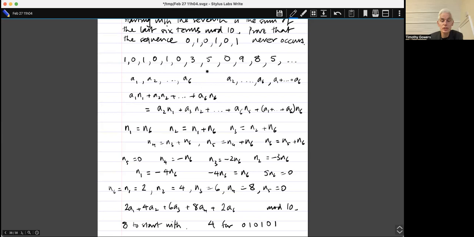Let's just check that again. Because I'm a little bit anxious, I'm going to write these numbers above. So 2, 4, 6, 8, 0, 2. Right, let's add that up. I get 2 plus 6 is 8. And here I have 2, 4, 6, 8, 0, 2. I get 2 plus 8 plus 4 is 4 mod 10. That really does seem to work.